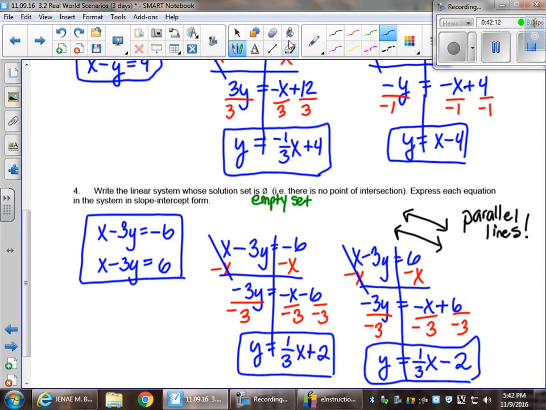Are these parallel lines? Well, let's check. Let's look at the slopes. M is 1/3. M is 1/3. Same slope. How about these y-intercepts? Different y-intercepts. So these are parallel lines. They have the same slope, different y-intercepts. They will never intersect.